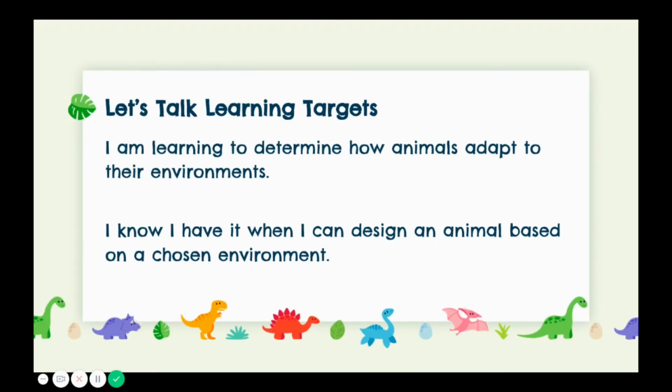All right, so now that we've reviewed our topics from yesterday a little bit, let's talk learning targets. I am learning to determine how animals adapt to their environments. I know I have it when I can design an animal based on a chosen environment. Well, our success criteria reveals our next science activity.